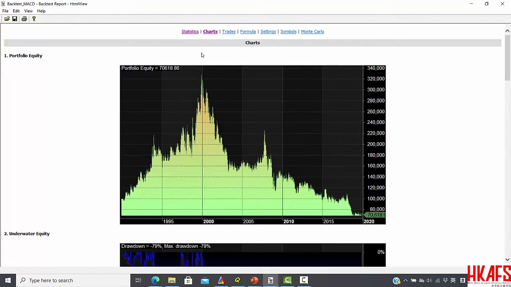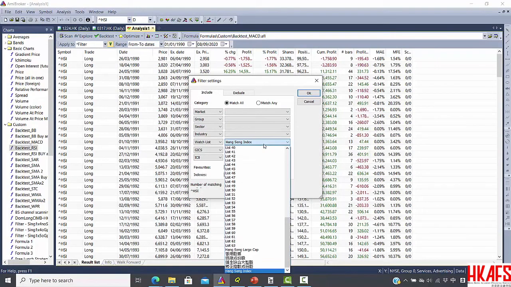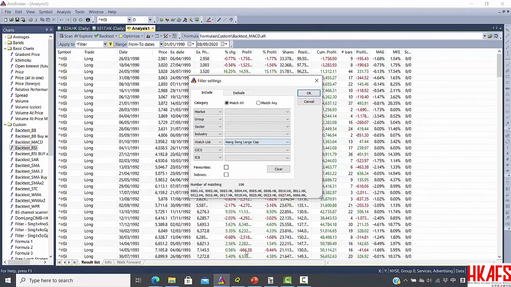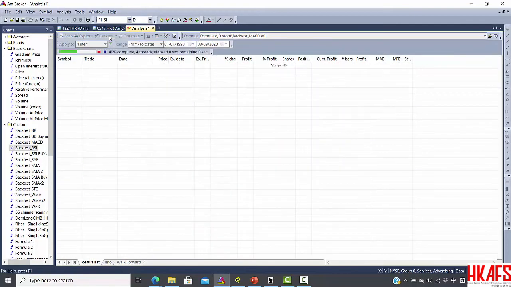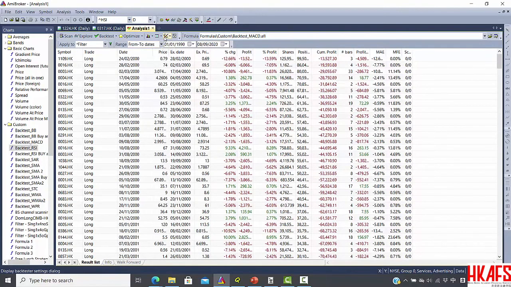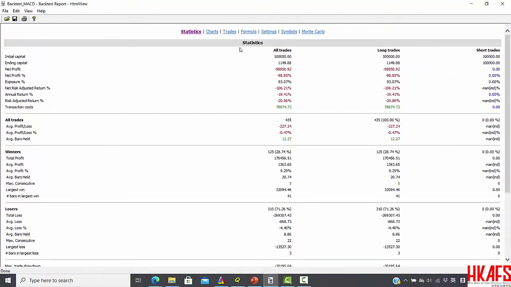So the conclusion is that this indicator is effective before 2000, but not so effective after 2000. So how about applying it to the stock market? I researched the Hang Seng large cap stocks here, and then tested it. Can it be applied to the Hong Kong stock market?